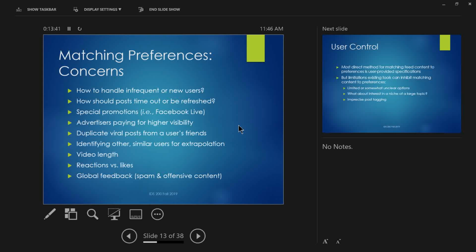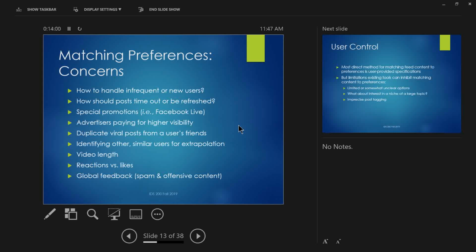How should posts time out or be refreshed, right? Basically, how often should they do that? What should be the decay rate? So we can all agree that older posts should gradually vanish, but how sharply should they vanish? Should they take about a day or a week or 2 weeks to vanish? There's a wide range of possibilities there.